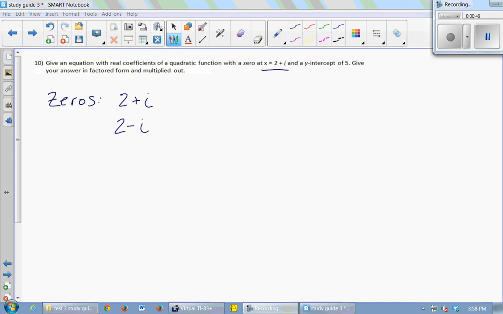And then I have a y-intercept. The other thing that was given is my y-intercept, which is the point (0, 5). All right, so now I should be able to give my answer in factored form and multiply it out.